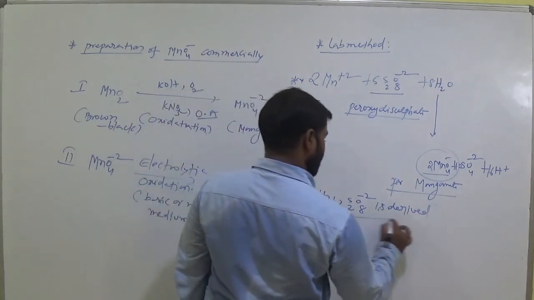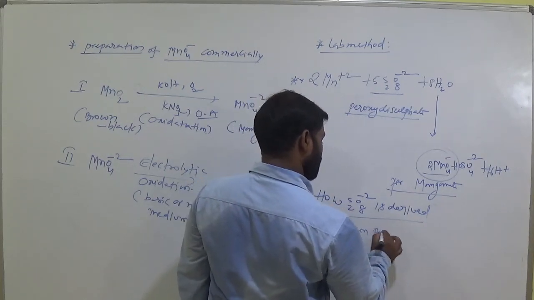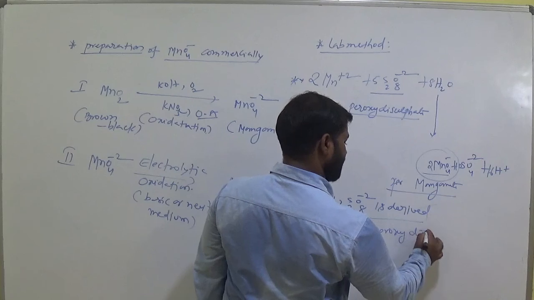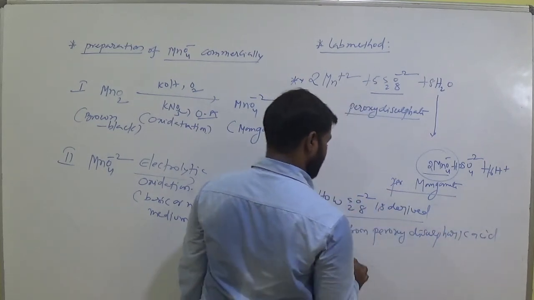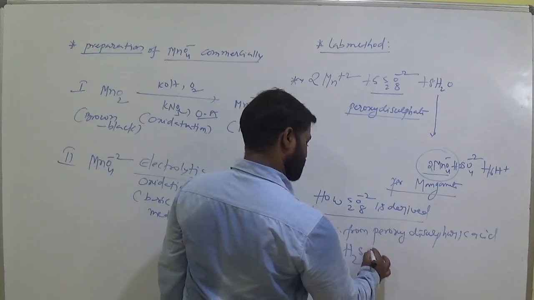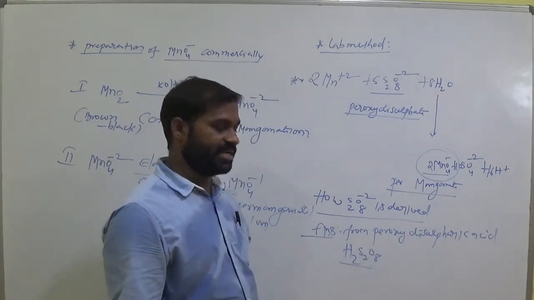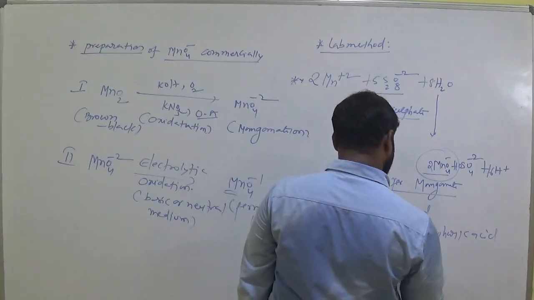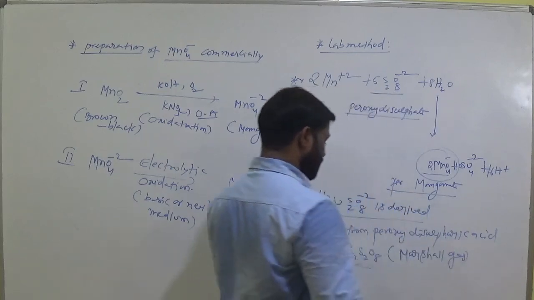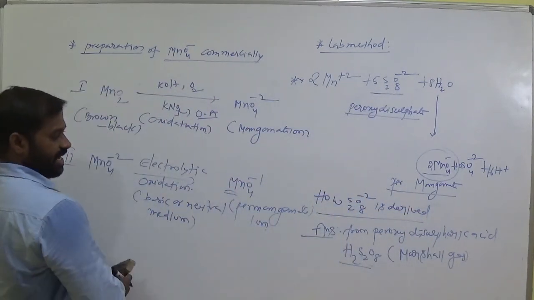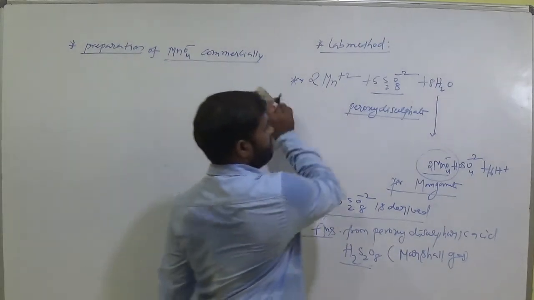So the answer is from peroxydisulfuric acid. Peroxydisulfuric acid. The formula is H2S2O8, peroxydisulfuric acid. So we also have this in the first year. Okay, this is also called Marshall's acid. Keep it in our mind. Peroxydisulfuric acid or Marshall's acid. These are the two preparation methods.